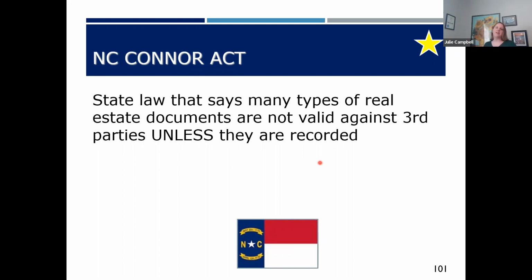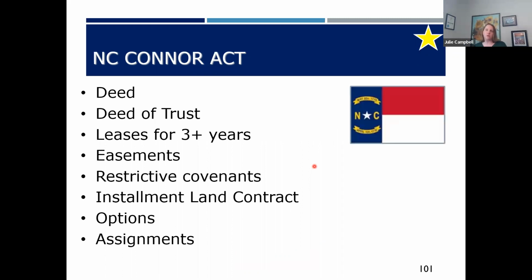Connor just doesn't say any real estate document is not valid unless it's recorded. Connor specifically lists real estate documents that they require to be recorded in order to be valid. There's our deed. Remember, that's the sprinkles. The essential elements of the deed itself doesn't have to be recorded, but Connor says the deed has to be recorded so that it is enforceable against third parties.